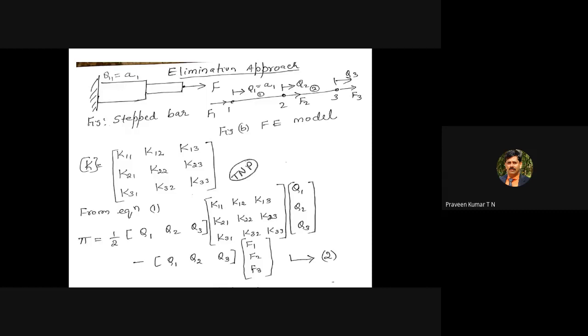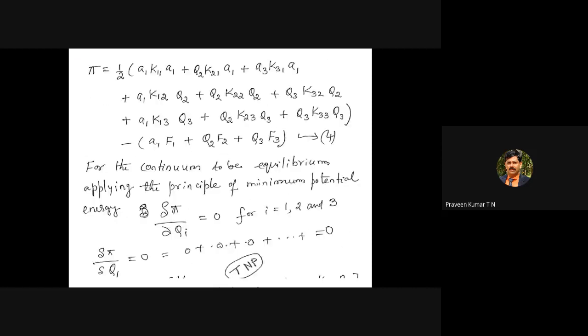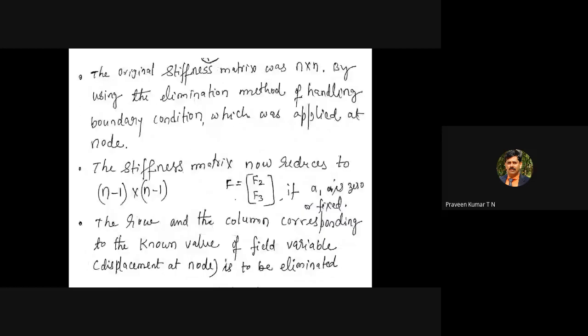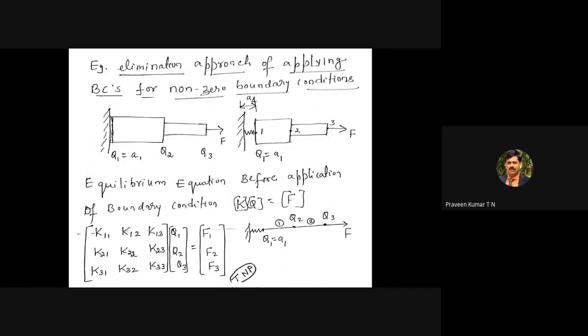Now we have node 1, node 2, node 3. The corresponding displacements are Q1, Q2, Q3. At node 1, there is a small amount of displacement given by Q1. Now I'm not going into the details of the derivations, so I'll come to this particular case. This is one example of how to apply a non-zero boundary condition for a structural problem.